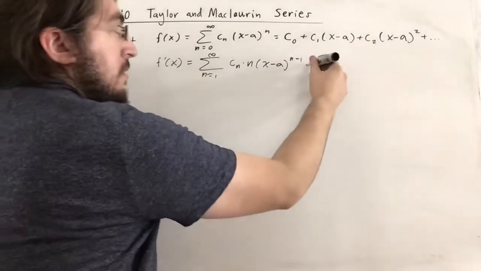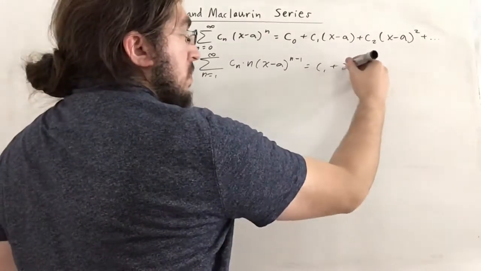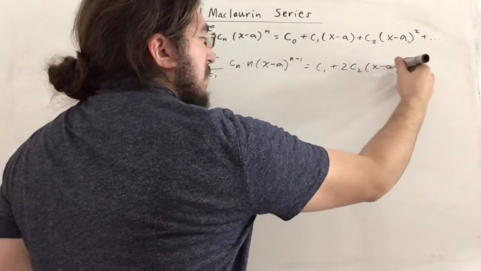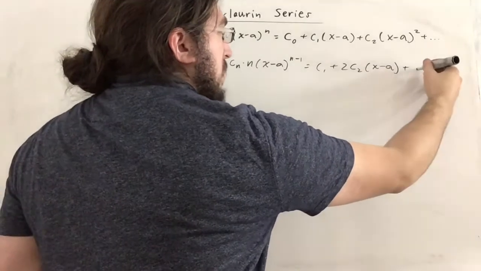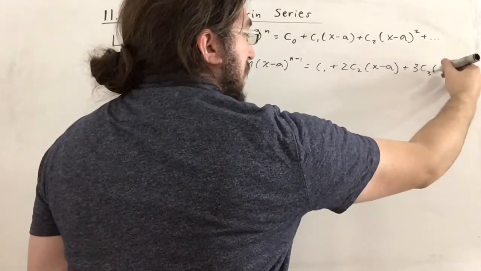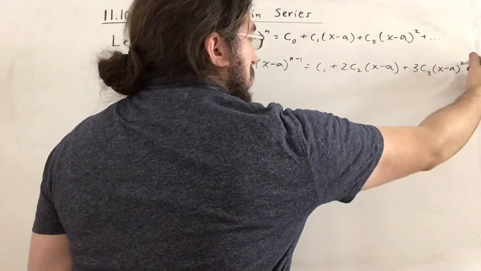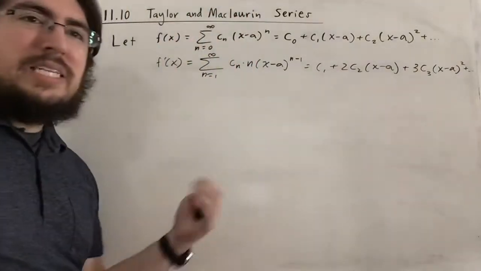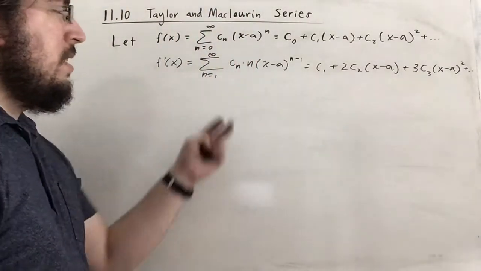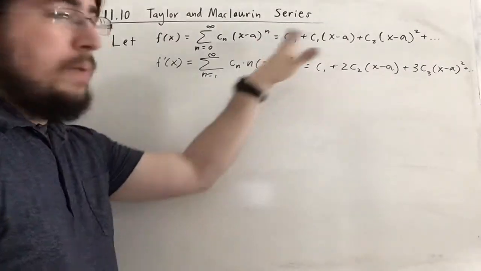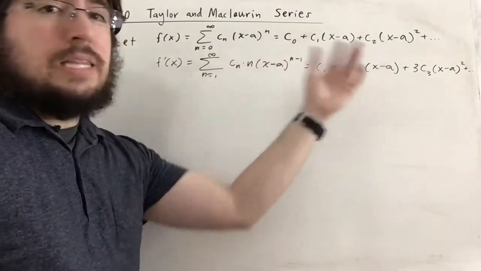And if you want to write it out, this is just c1 plus 2c2 (x minus a) to the 1 plus, I guess it would be 3c3 (x minus a) to the 2 and so on. So you see it gets kind of cluttered quickly, but you can tell what happens just term by term. Taking the derivative term by term, we indeed get these things.